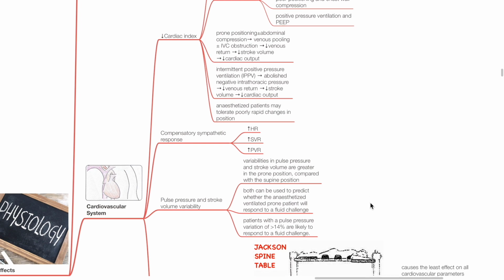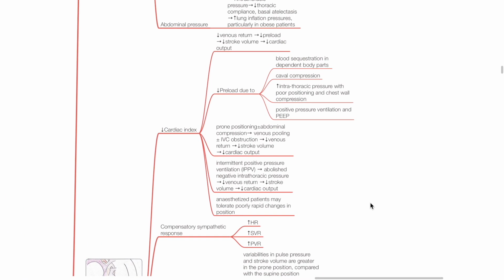Effects on the cardiovascular system. There is reduced cardiac index. Reduced venous return results in reduced preload, reduced stroke volume, and reduced cardiac output. Reduction in preload may be due to blood sequestration in dependent body parts during prone position, caval compression, increased intrathoracic pressure with poor positioning and chest wall compression, and positive pressure ventilation and PEEP.